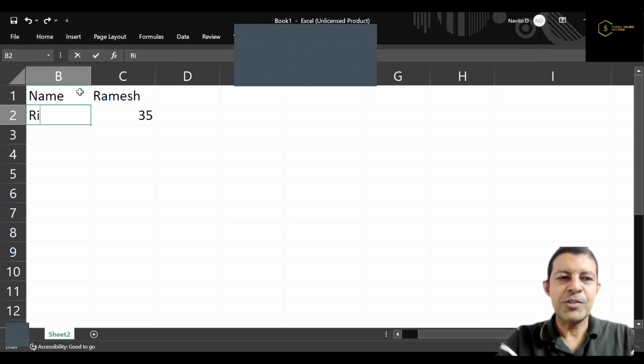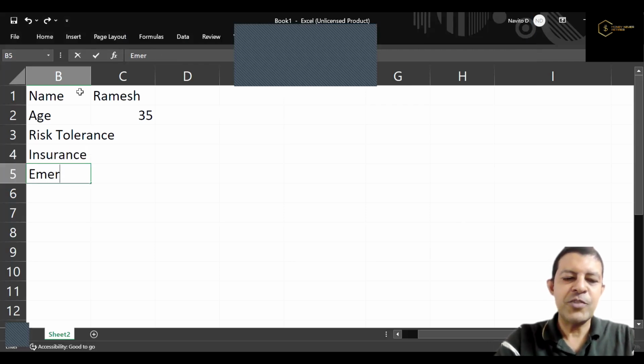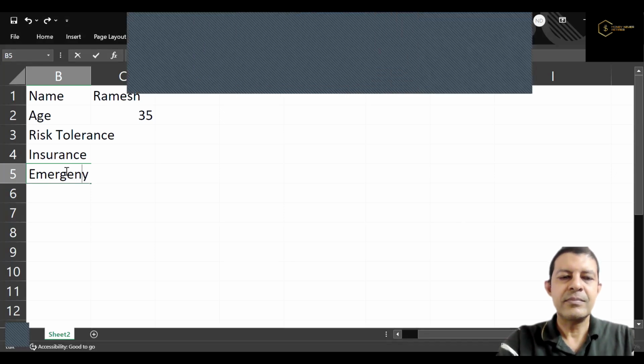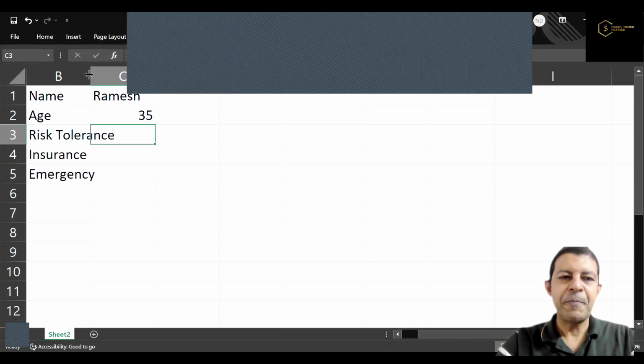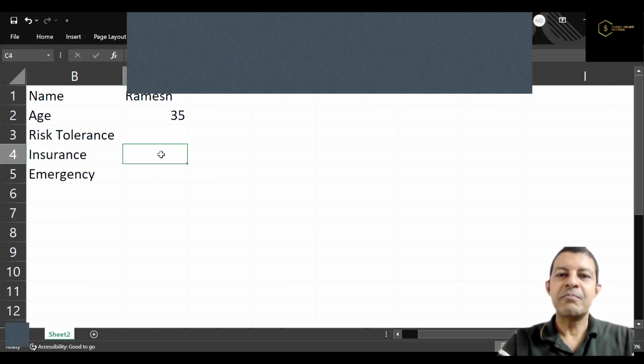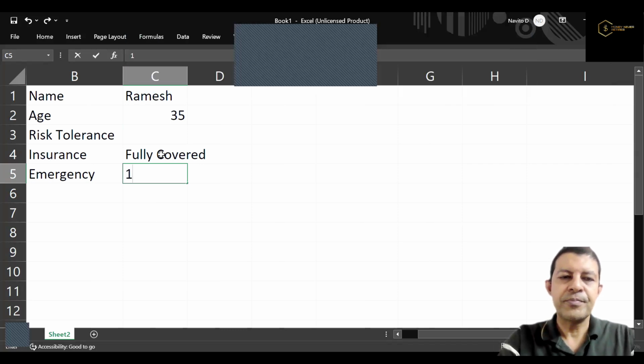His risk tolerance, whether he has insurance already, whether he has an emergency fund already. We'll consider all these aspects when it comes to the financial plan. Let's assume that Ramesh is fully covered with respect to insurance. He has a sufficient emergency fund, which is going to last for at least 1 year.